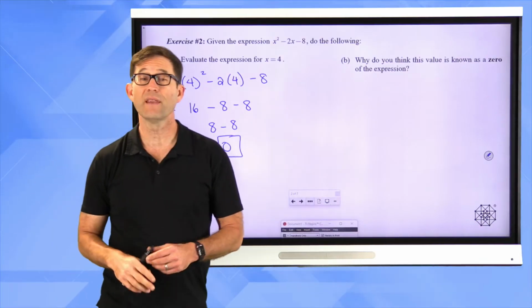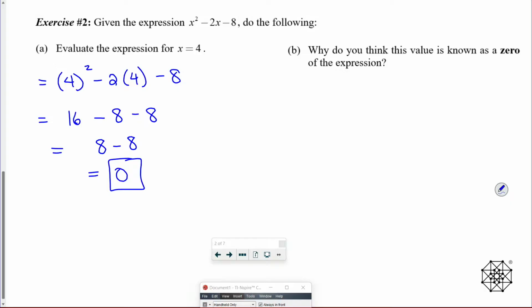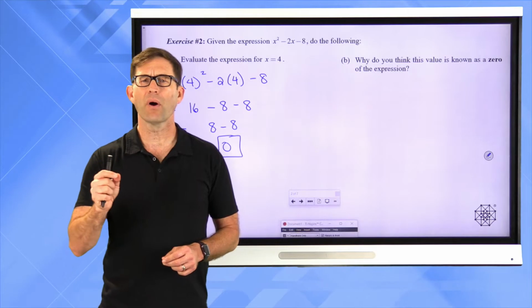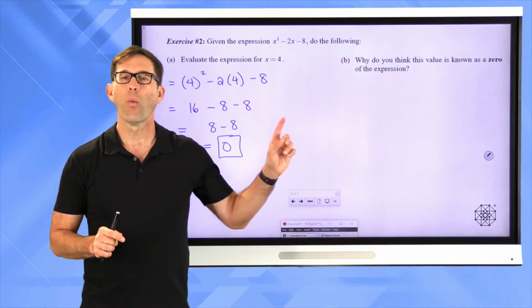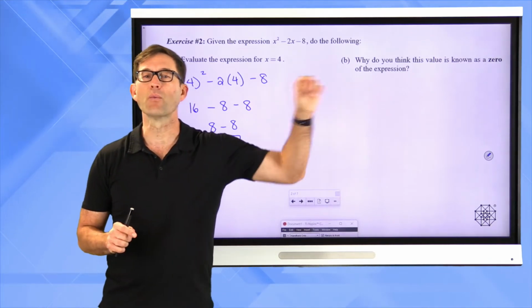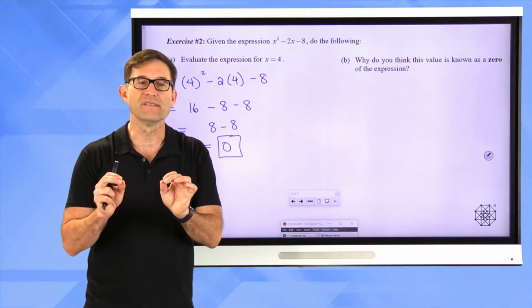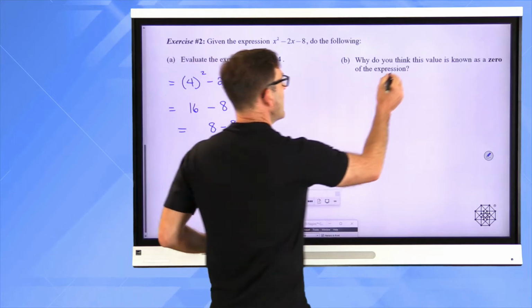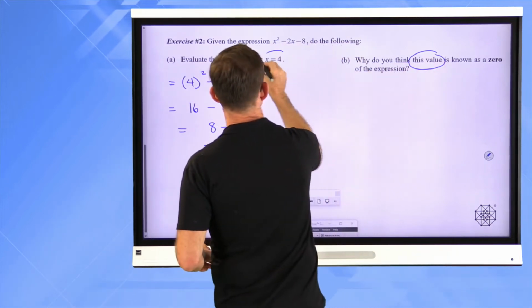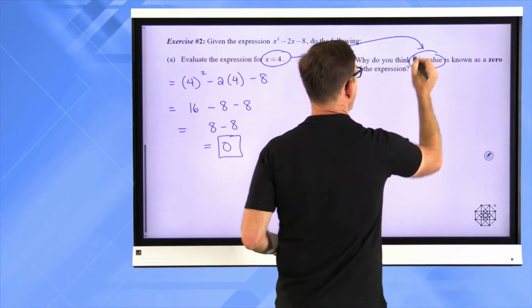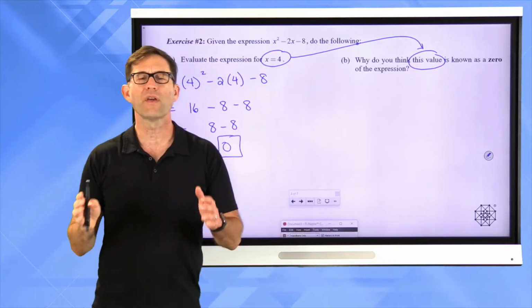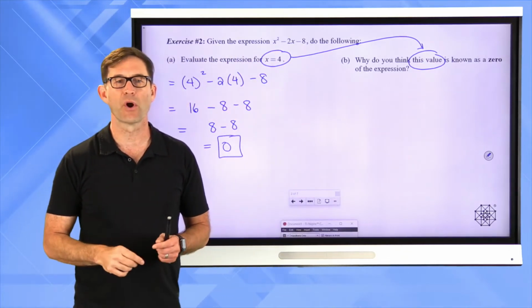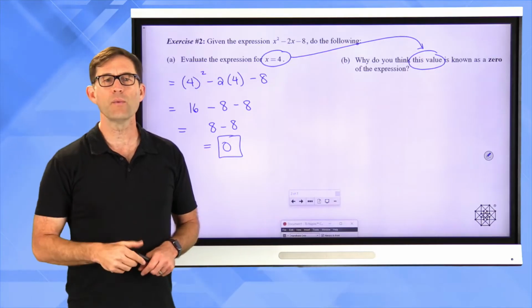All right, and let's take a look at letter B. Why do you think this value is known as a 0 of the expression? And I apologize, what I really should have said is, why do you think the value x equals 4 is a 0 of the expression, right? So specifically when I say this value, I mean the value x equals 4. Why do you think that is known as a 0 of the expression? Pause the video now and see what you can write down.